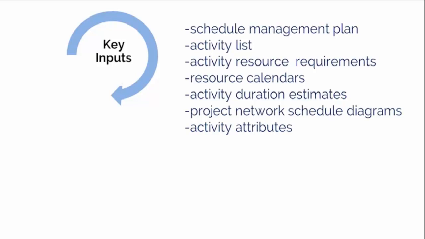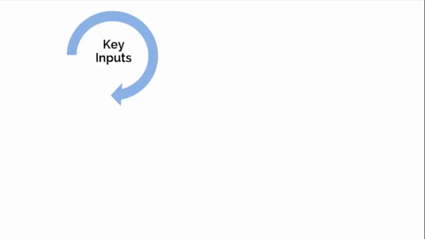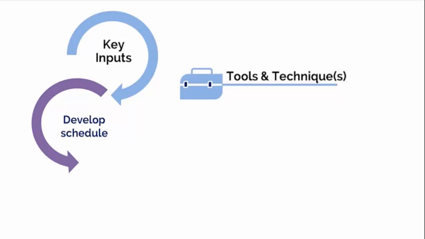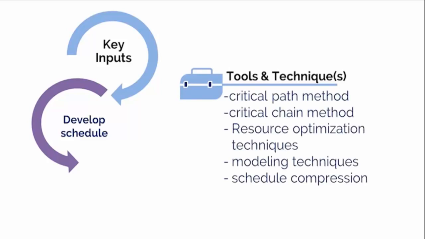You will notice that all of these are from the prior processes in this knowledge area, and we already reviewed them. So let's take a look at some key tools and techniques here. Critical path method involves calculating the theoretical early start and early finish dates, and late start and late finish dates for all schedule activities. We do a forward pass to determine early dates, followed by a backward pass to determine late dates. Let's look at a quick example here.